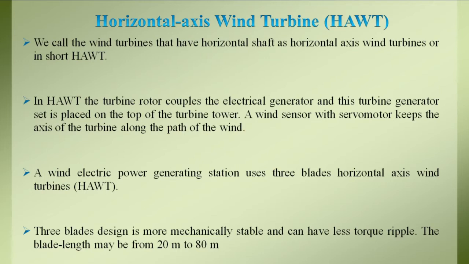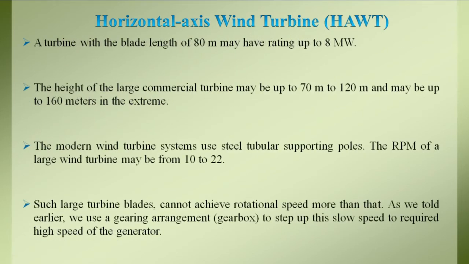A wind electric power generating station uses the 3-blade horizontal axis wind turbine. Basically, in most of the commercial sectors, the 3-blade horizontal axis wind turbine is preferred. The 3-blade design is more mechanically stable and can have less torque ripple. The blade length may vary from 20 meters to 80 meters. A turbine with a blade length of 80 meters may have a rating of up to 8 megawatts of power generation. The height of a large commercial turbine may be 70 meters to 120 meters, and up to 160 meters in extreme cases.